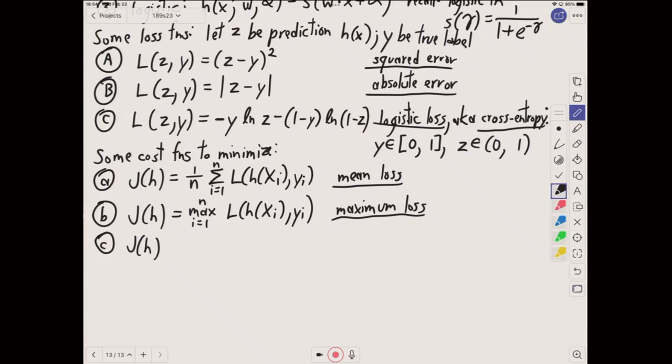A third option, which is very similar to the first, is to take a weighted sum of all the losses.